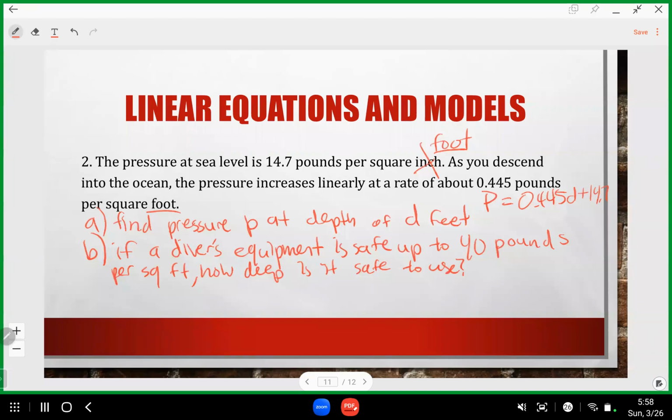And the second one is quite easy as well. Is it safe up to 40 pounds per square foot? Okay. Well, we just set this as 40, right? 40 is equal to 0.445d plus 14.7. We solve for this, and we get 56.85. But we want to round this because in real life examples like these we want to have a cleaner answer, right? So are we supposed to round up or down? In this case we always round down because if you round up that actually exceeds the 40 limit. We have to round down, right?